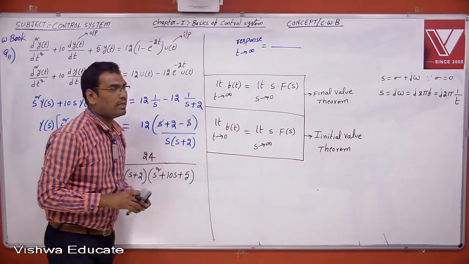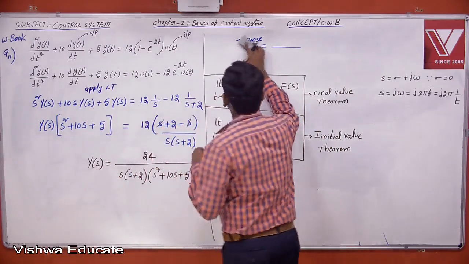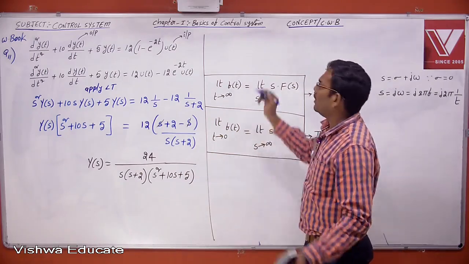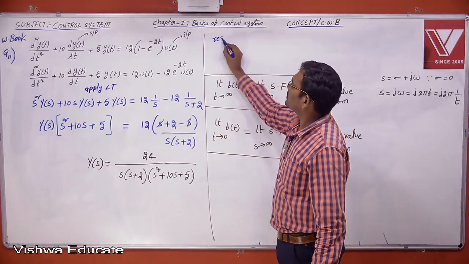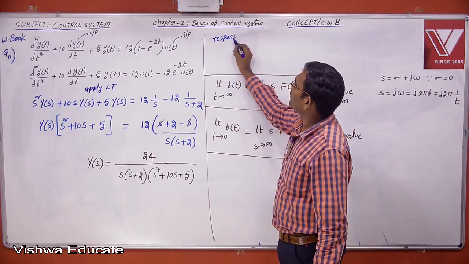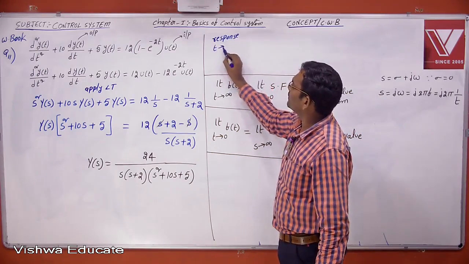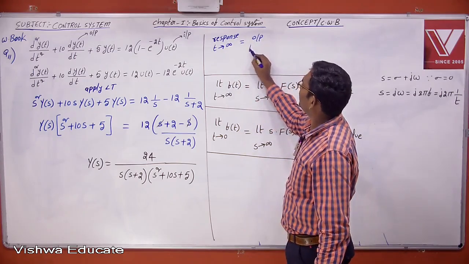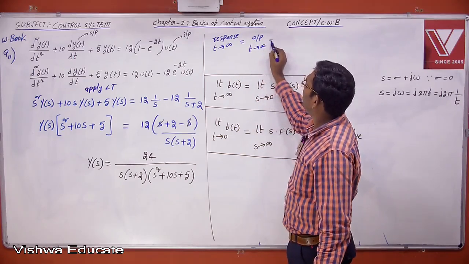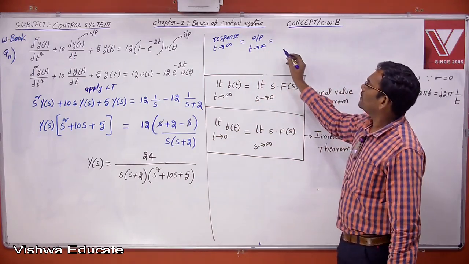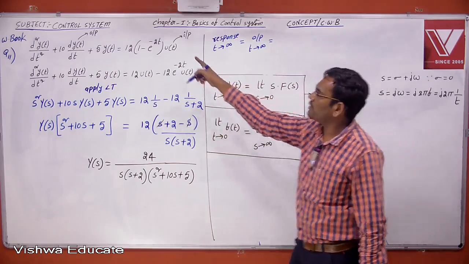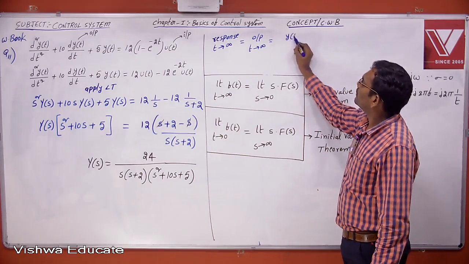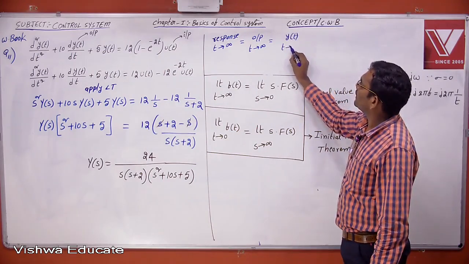Now you see here, what is the question? Now go to the question he is asking. Response. Response means what? Output. Response at t tends to infinity means output at t tends to infinity. What is output here? In the question, output is nothing but y of t. Y of t at t tends to infinity.